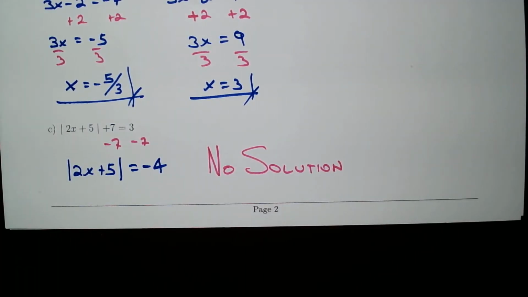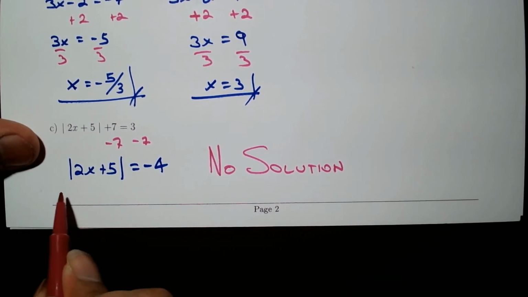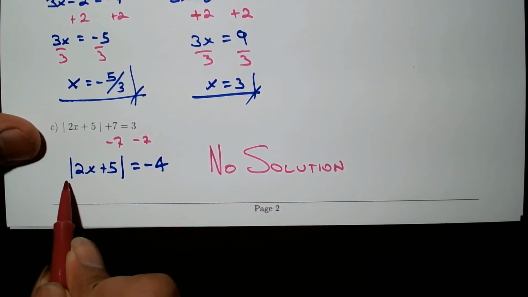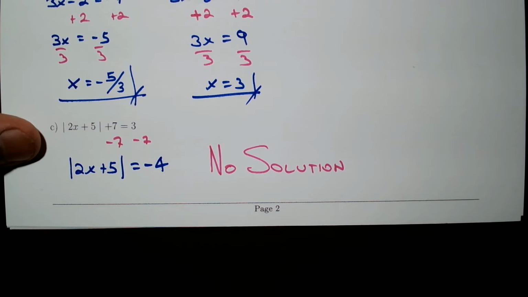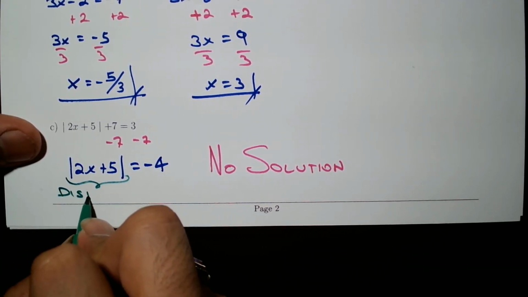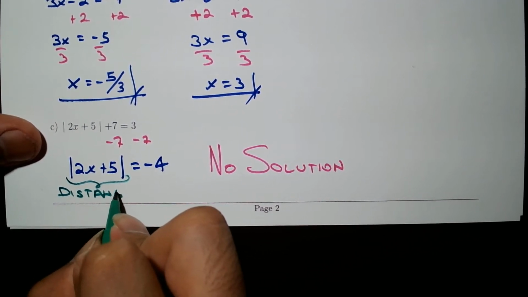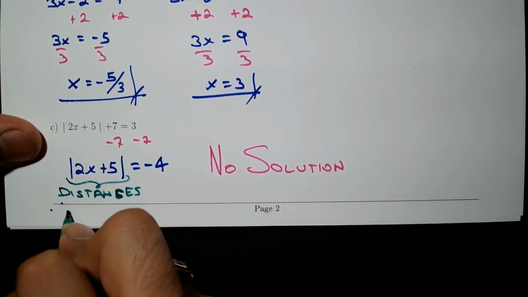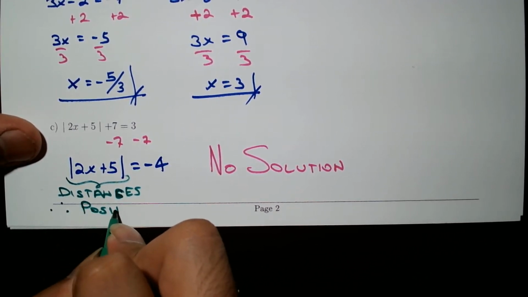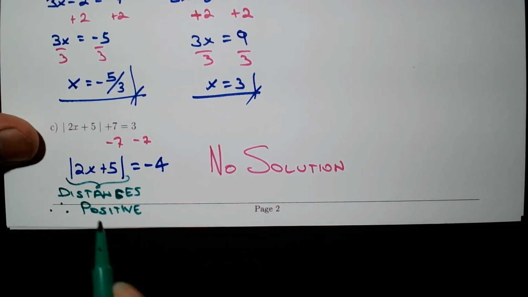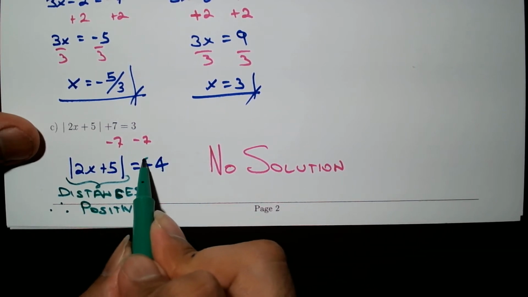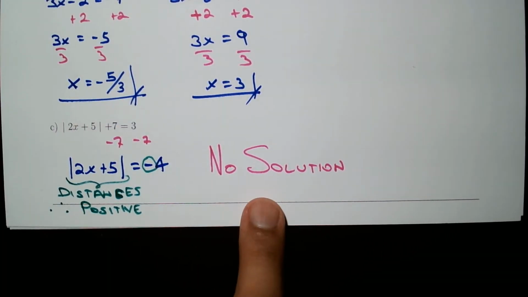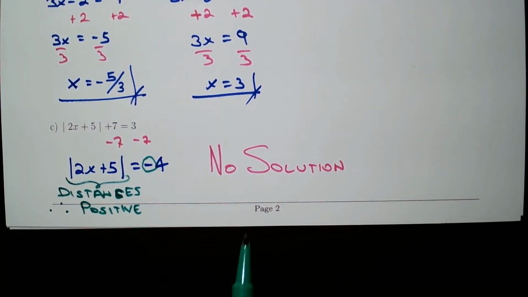Because you are able to see those steps. So the reason why this is no solution is because absolute values are distances, and these are meant to be positive. There's no way we get a negative distance, so that's why we call it no solution for this case.